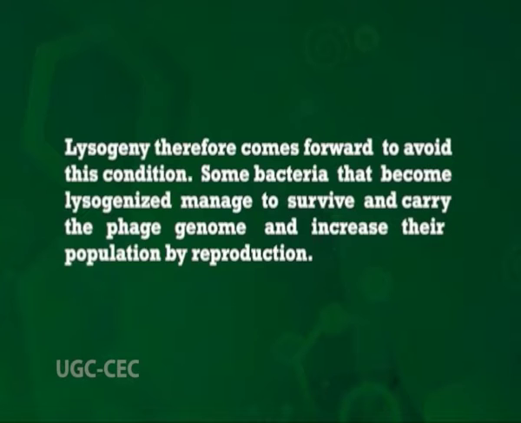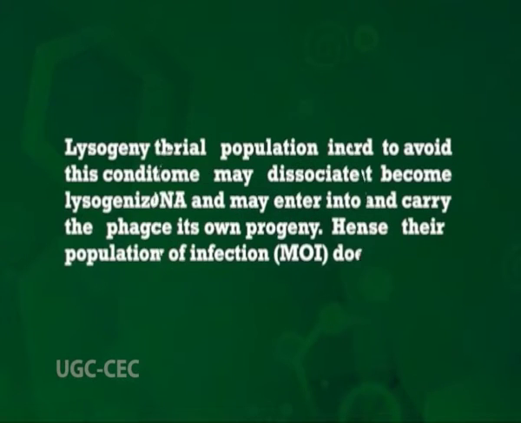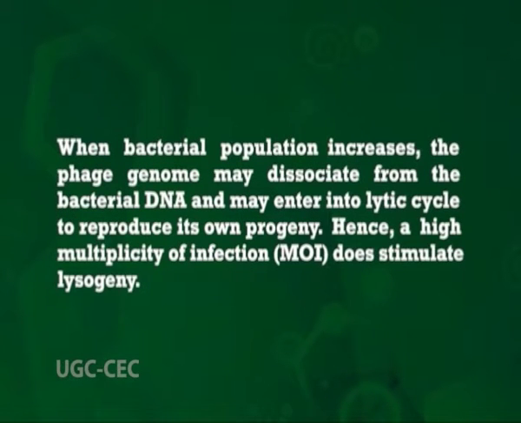So, some of the bacteria become lysogenized. They manage to survive and carry the phage genome and increase their population by reproduction. When the bacterial population increases, the phage genome may dissociate from the bacterial DNA and enter into the lytic cycle to reproduce its own progeny. Hence, a high multiplicity of infection does stimulate lysogeny.